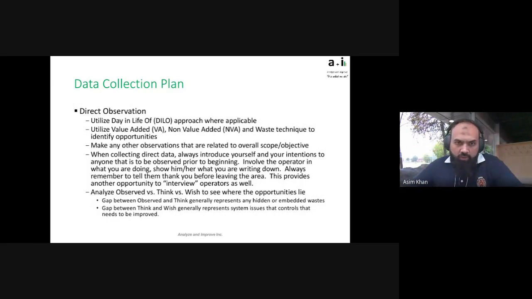So this process usually will help you identify, through an exercise called observe versus think versus wish, where you say, okay, what you believe your time is being consumed in, what you wish your time was consumed in, versus what you observe. And when you compare the three, it shows you some interesting conclusions if there's a gap between the three, or which two are not aligned.